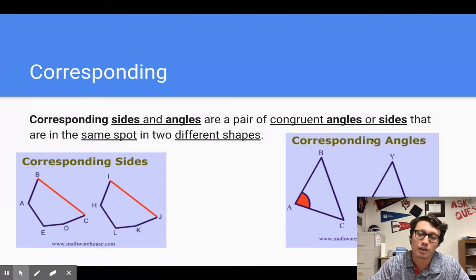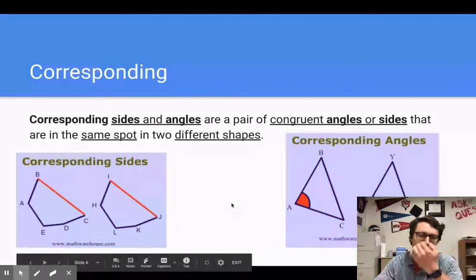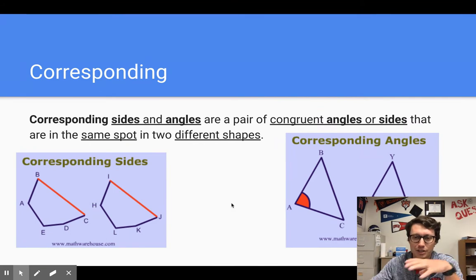And for corresponding angles, this example is angle A is corresponding to angle X. So when we say corresponding, that means they are also congruent, and it also means that they are in the same location, just in different shapes. Okay, these two examples are pretty easy because their orientation is exactly the same.